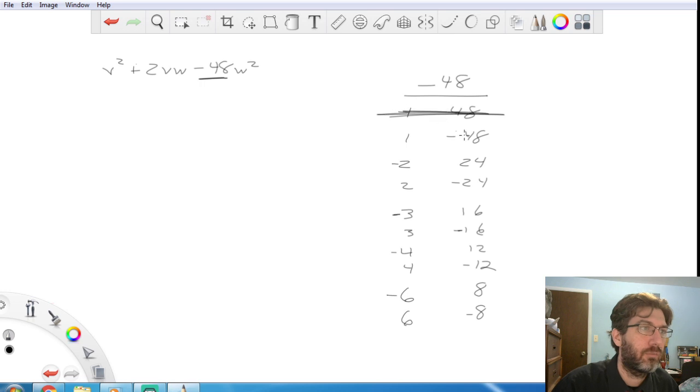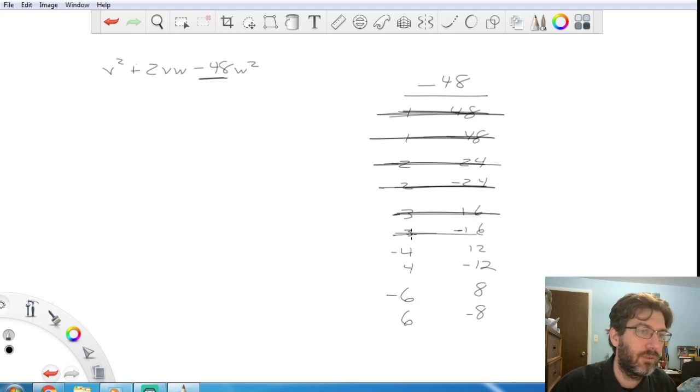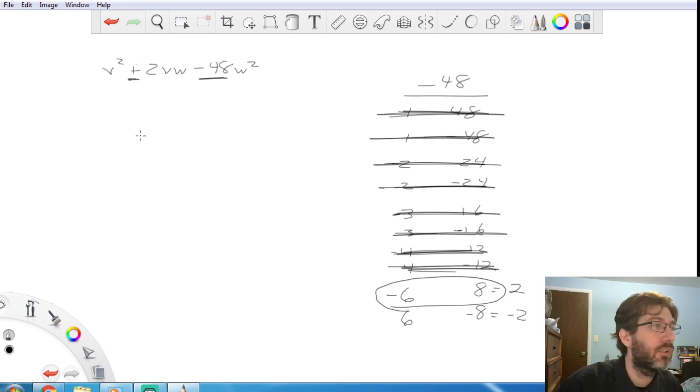So again, that's not going to add up to 2, and neither are those others. This will give you negative 2, and this will give you positive 2. We want the positive, so we're going to take these guys, and we split up our v's, and we tack on, remembering this has a w squared to it, so each of these gets a w, and we have a negative 6w, and we have a positive 8w.